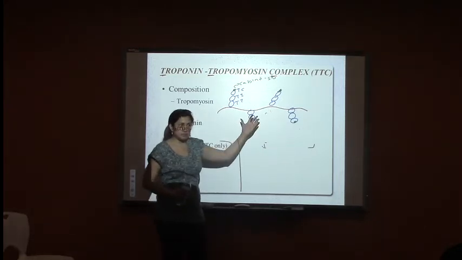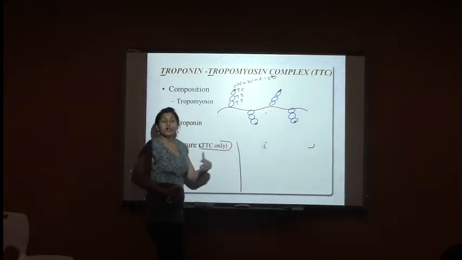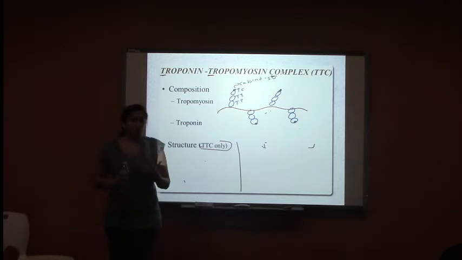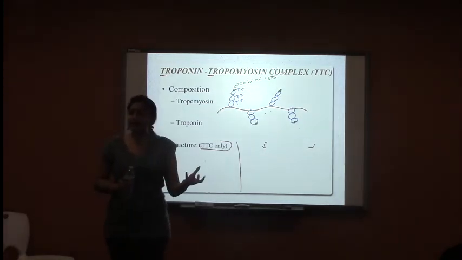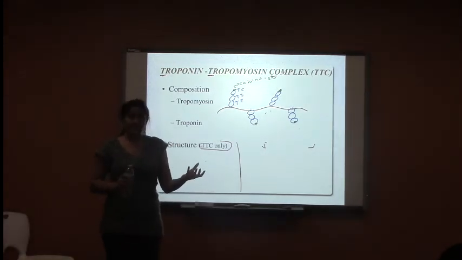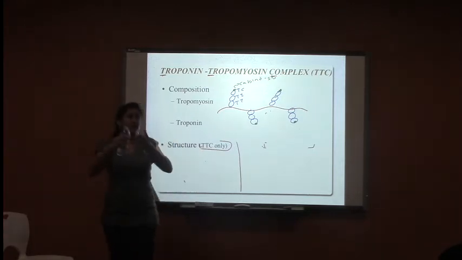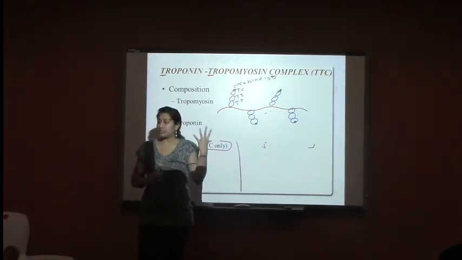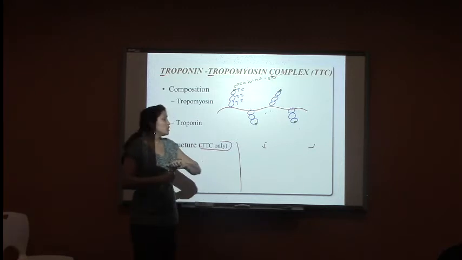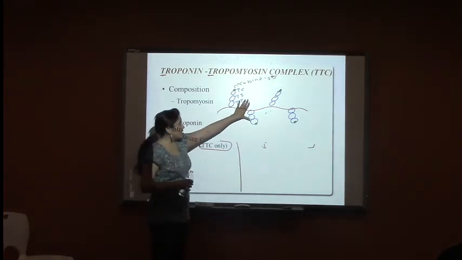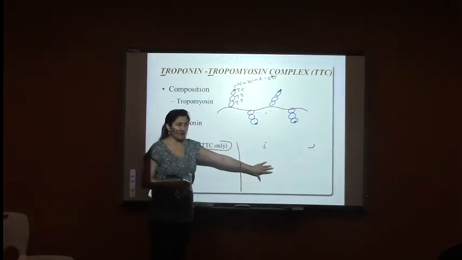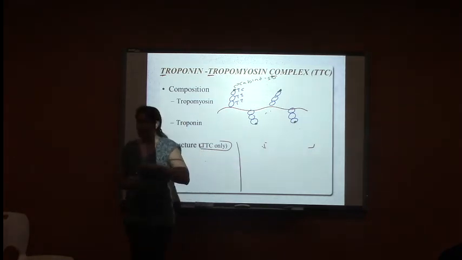Troponin-tropomyosin complex. Now, what did I say thin filaments were? Actin chains plus TTC. So both of that is put together to make thin filaments. Actin chains plus TTC. So I'm going to erase this, and I'm going to draw it again here, but you guys should draw it in this space. Does that make sense?